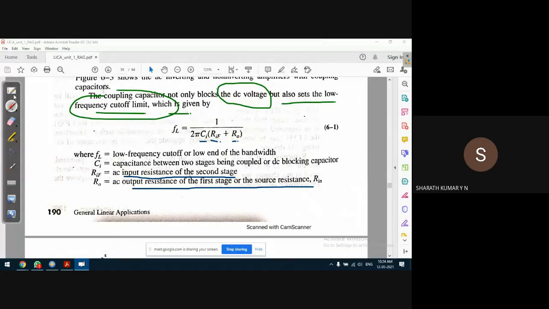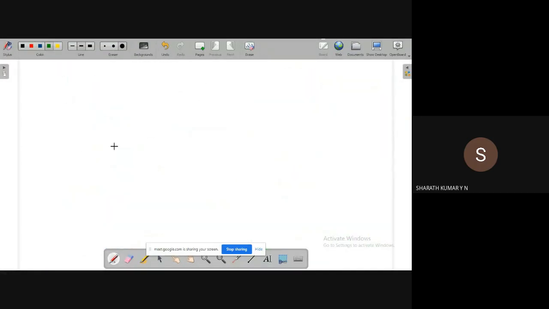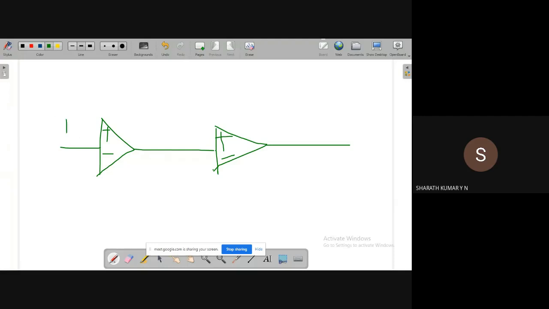This is something like what the author is trying to say in this diagram. I think I have to go back to the diagram. Okay, no issues, I'll erase this. So let us say there are two stages of op amp. The author is trying to explain this simple point. Each of the two stages has an input and an output resistance. RIF is the input resistance of this stage, RO is the output resistance of this stage, and RIF is the input resistance of this stage, and RO is the output resistance of this one, for example.